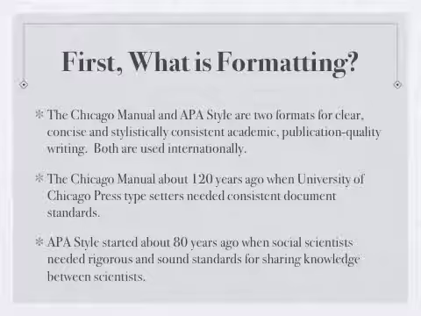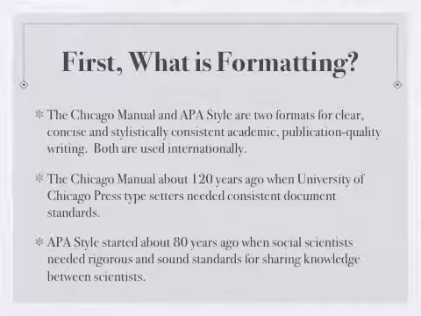So first of all, what is formatting? Well, we have two different styles, the Chicago Manual and the APA style. Both of them are used at Amridge University. Most students will use the Chicago Manual, but some of you will use the APA style. If you're not sure what you should be using, ask your instructor or your dean. Both of these are clear formats which are concise, stylistically consistent, and they're used for academic publication quality writing. Both of them are used internationally.